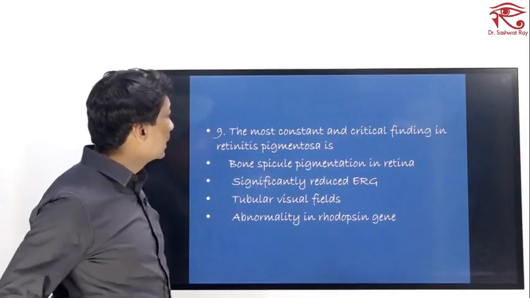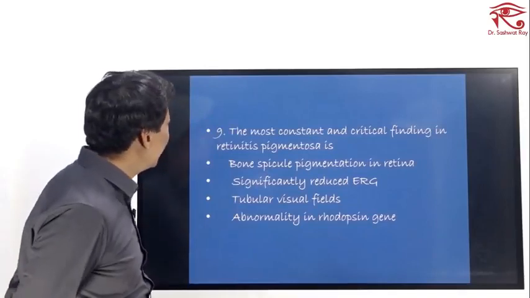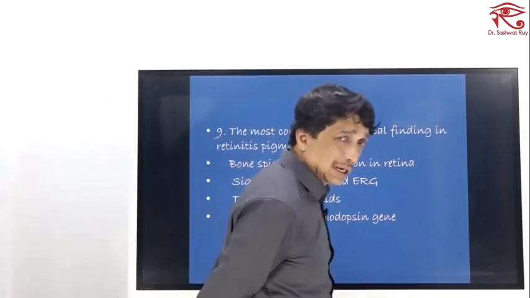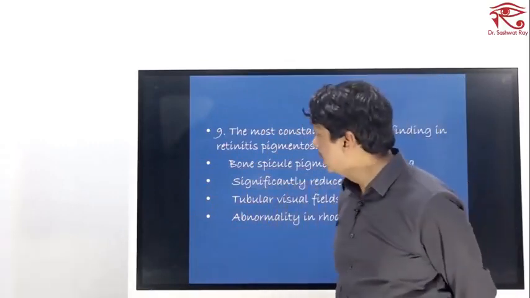Question number 9 is the most constant and critical finding in retinitis pigmentosa, and I think you should not have difficulty in answering this one.